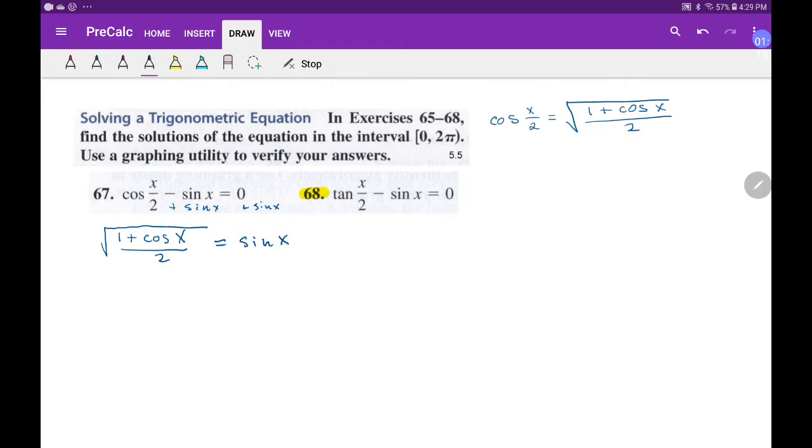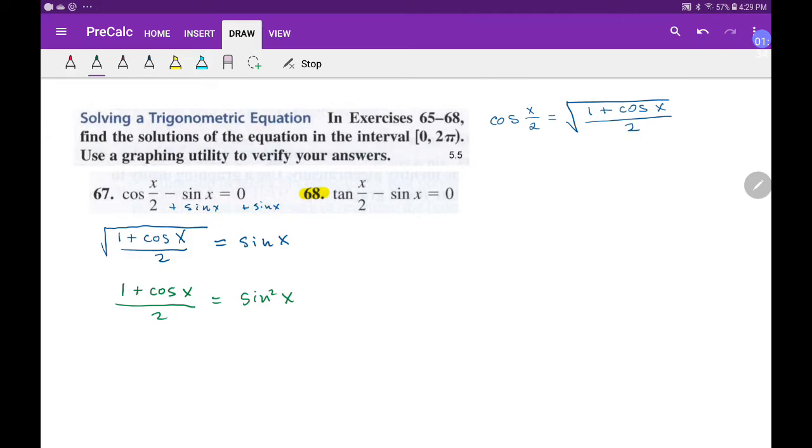Now, when I say square both sides, your spider senses should be tingling, because it's possible that I introduce an extraneous solution or two, but we'll think about that later when we check our work. Okay, so there we go. I squared it.